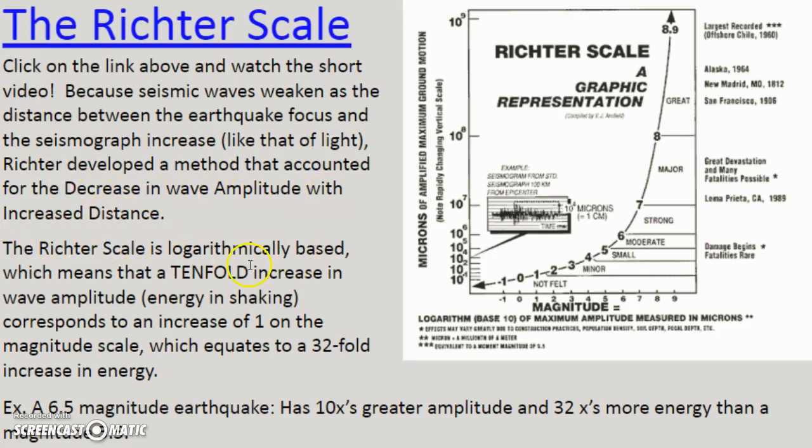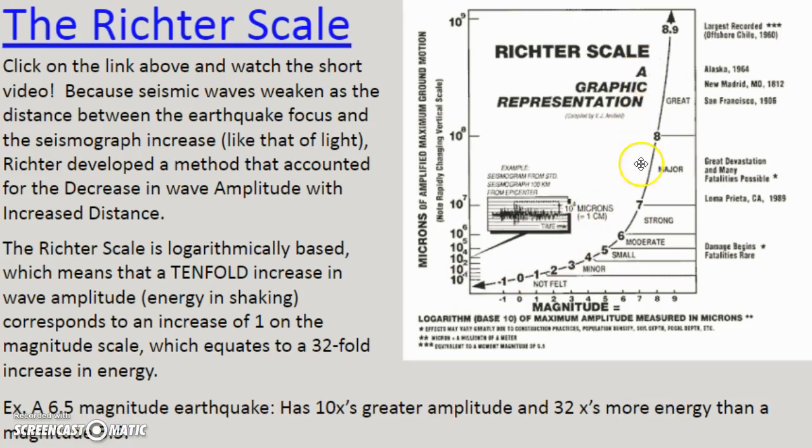The Richter scale is logarithmically based, which means that a 10-fold increase in wave amplitude corresponds to an increase of 1 on the magnitude scale, but this equates to a 32-fold increase in energy. So let's compare a 6.5 magnitude to a 5.5. The 6.5 magnitude earthquake would have 10 times greater amplitude than a 5.5, yet 32 times more energy than a lower magnitude 5.5.